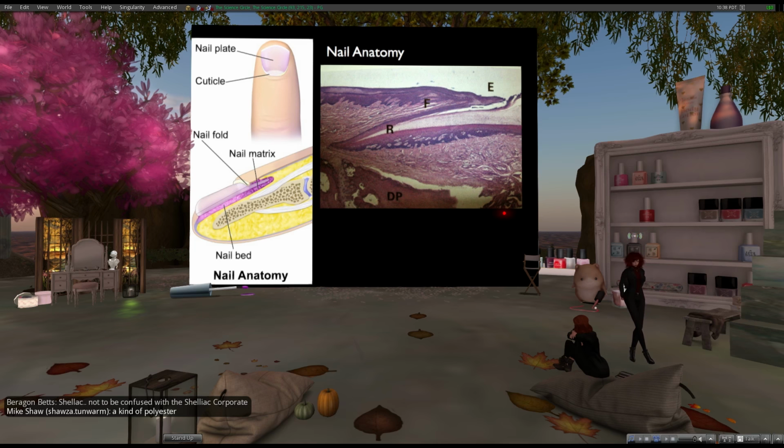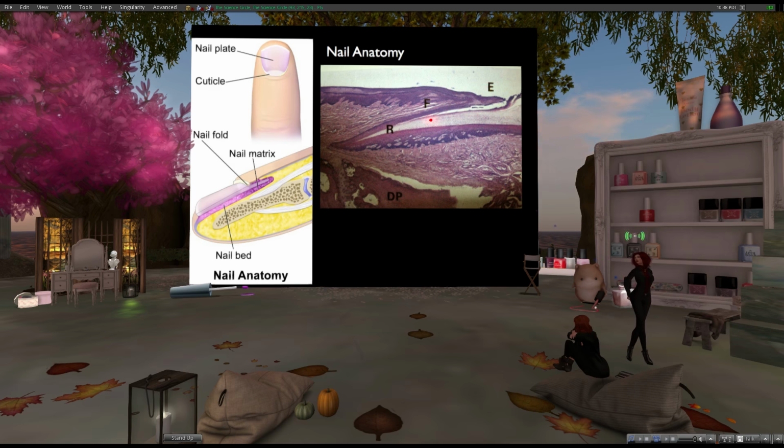Well, for those of you that think about your nails, this is nail anatomy. We've got the nail plate, which is that layer of keratin. We've got the cuticle around it, which coats the edge between the skin and the nail, and the nail matrix. So over here in this image, you can see the eponychium, this E here, which is the bridge between the skin and the nail. This stuff here, this is the nail plate itself.